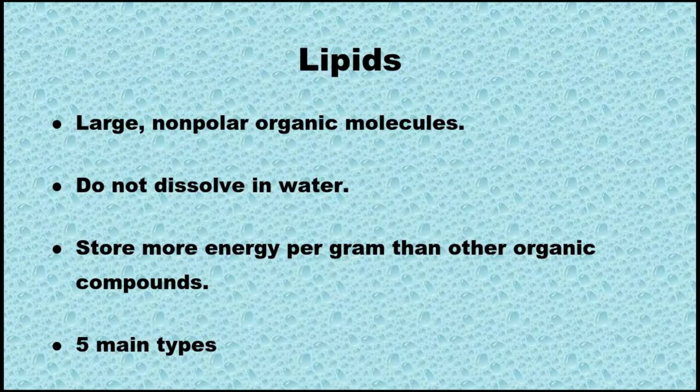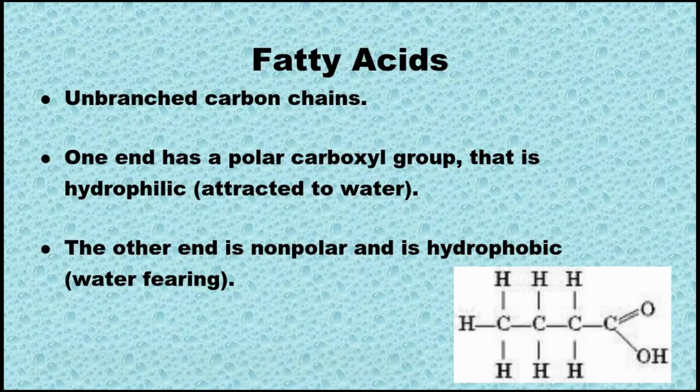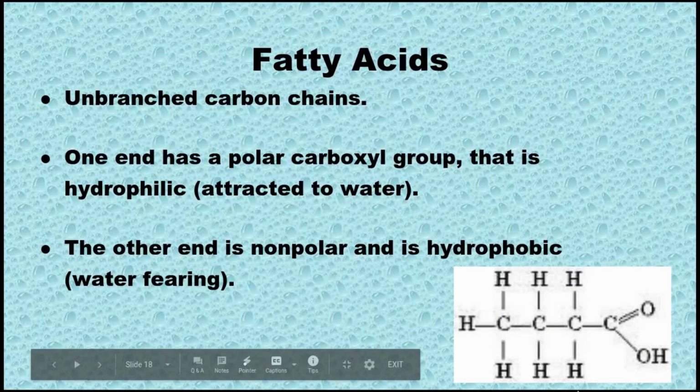And there are 5 main types that we're going to look at. This first type, we're looking at fatty acids, and they are an unbranched carbon chain. And what that means is if you look at this picture, we don't have any other elements coming off of this main branch other than the hydrogens.